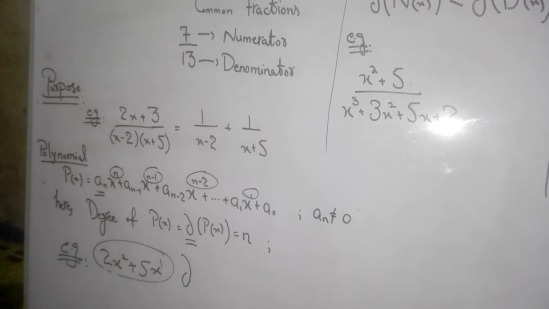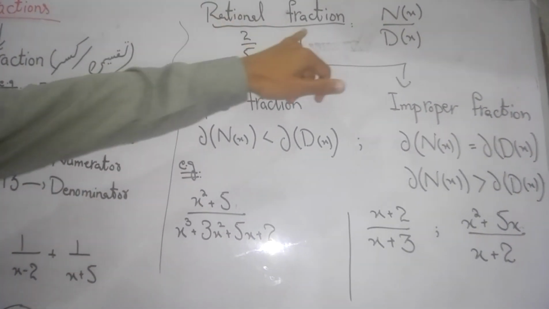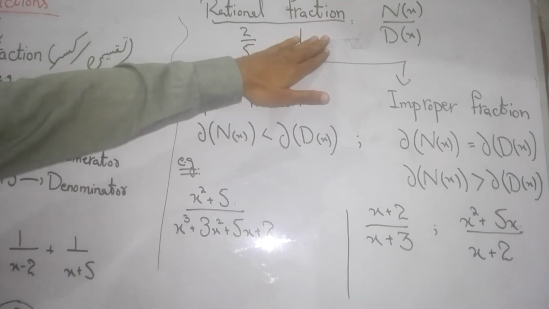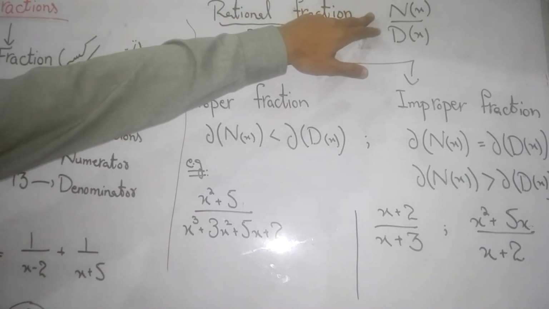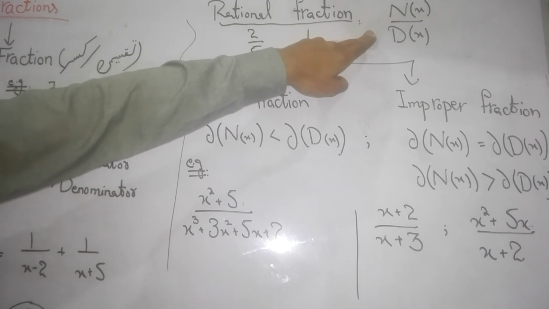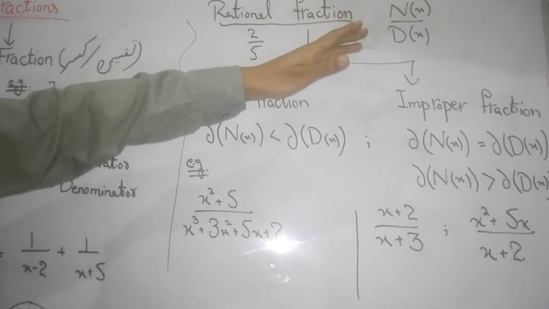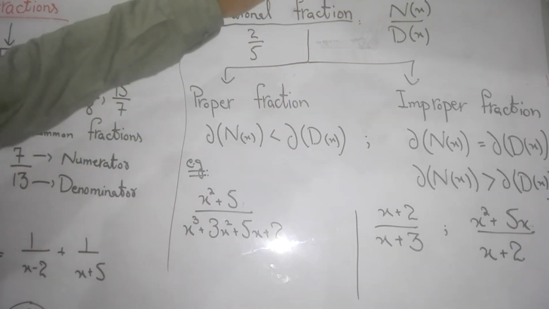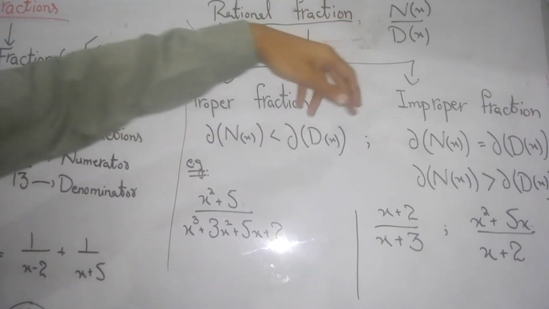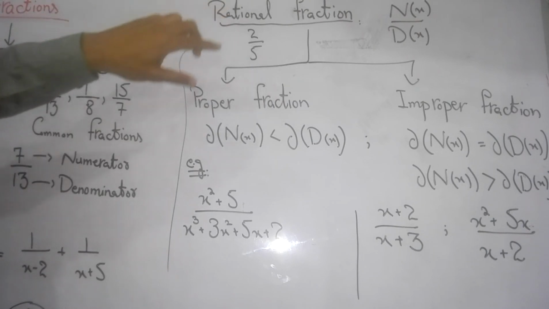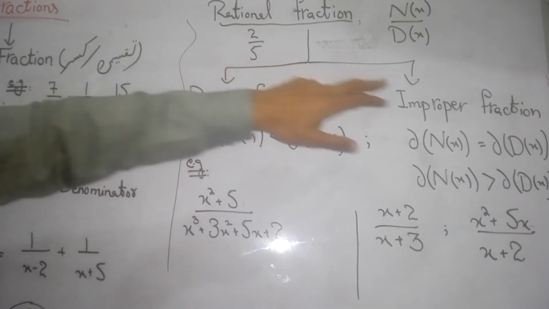Now we are going forward. Students, our topic is rational fraction, and you know that just as we had common fractions, in a rational fraction there are variables, polynomials, in the numerator and in the denominator. You must understand what is meant by numerator and denominator. Numerator means the amount above the fraction, and denominator means the amount in the lower part of the fraction. There are basically two main types of rational fractions: number one is the proper fraction and number two is the improper fraction.